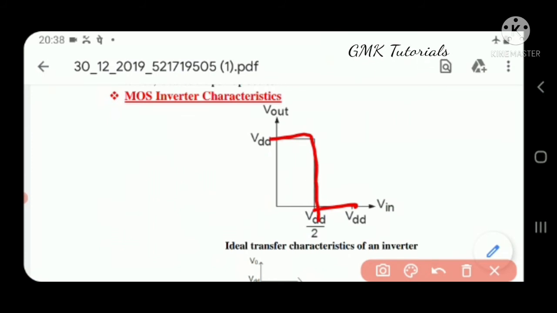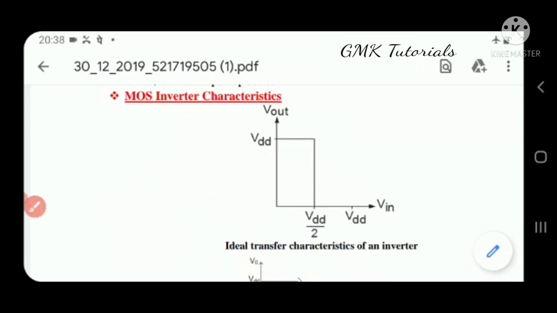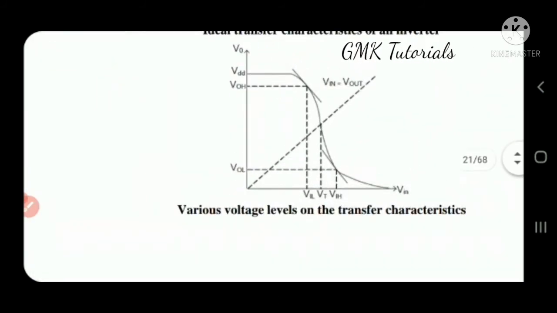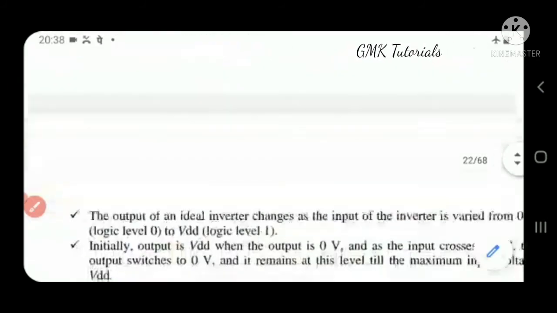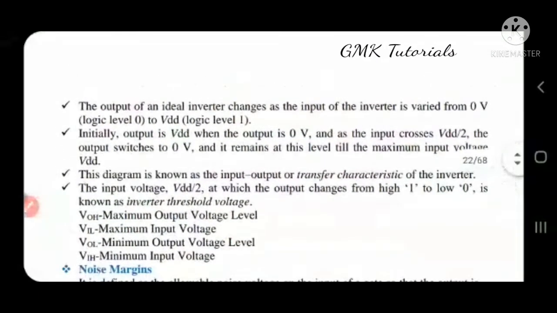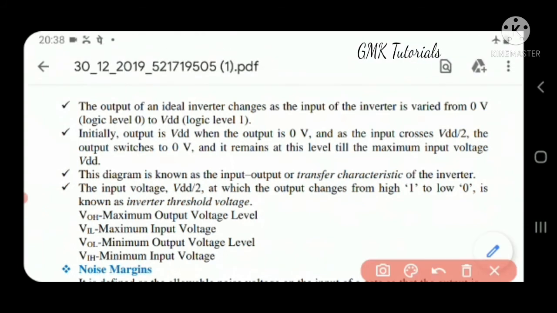So these are all the ideal characteristics. But if we go for the practical scenario, this is the graphical transfer characteristics of the corresponding MOS transistor. These are some of the points regarding this. The output of the ideal inverter changes from input 0 to logic 1. Whatever we discussed in the previous case, these points are already discussed. The diagram is generally called the input-output characteristics.